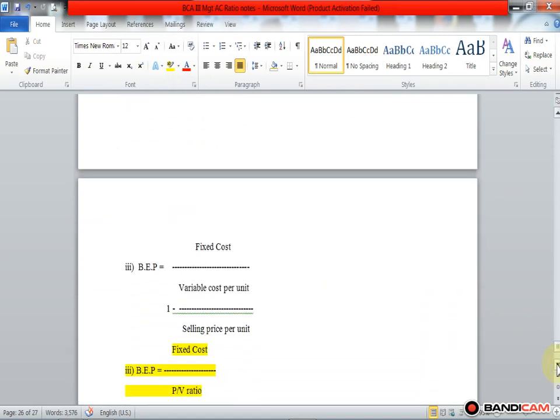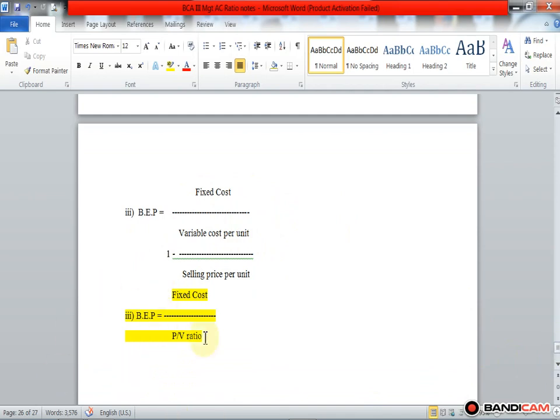And the third formula is BEP is equal to fixed cost divided by 1 minus variable cost per unit divided by selling price per unit. We get the BEP in sales. The mostly used formula is here, we highlight it: BEP is equal to fixed cost divided by PV ratio. We can easily compute the break-even point with the help of this formula. So these are the formulas to compute the break-even point.